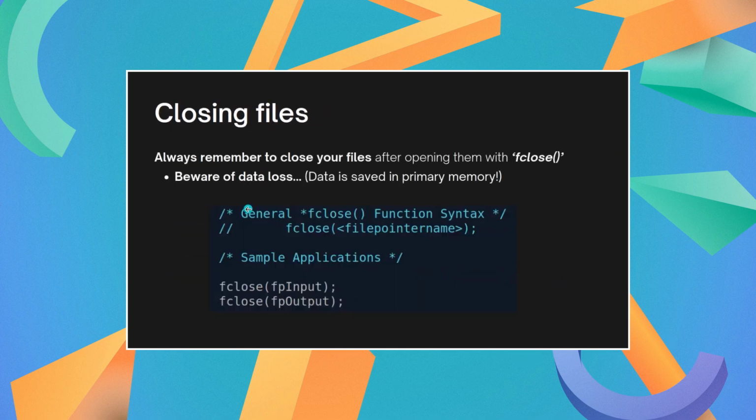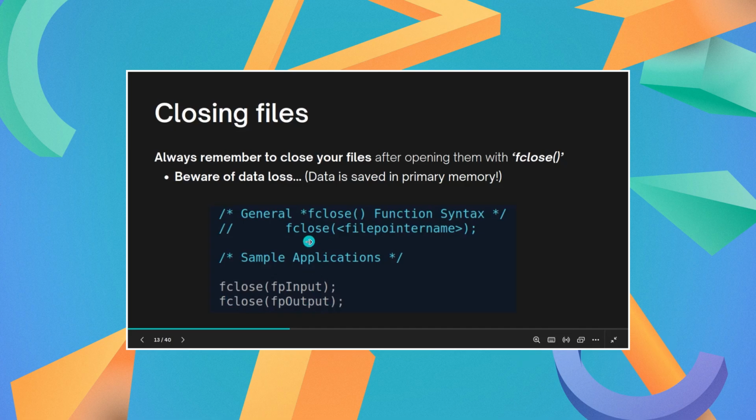Now, when working with files, always remember to close your files after opening them with fclose. Keep in mind we're working with them through a program, which is our text editor. And if we forget to close our files after opening them, there is the possibility of data loss. As we recall, data is primarily saved in primary memory. So when working with files, after opening them, always remind yourself at the end of your code, or at least when you don't need to work with it anymore, to close your files.